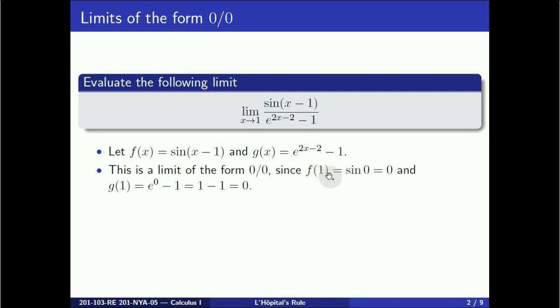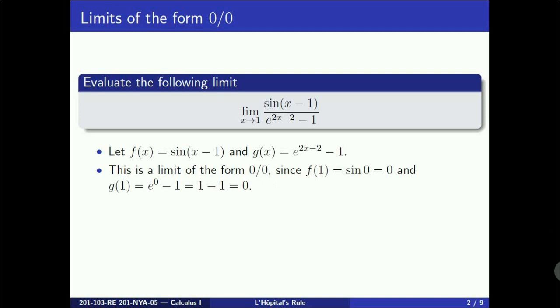f of 1 is sine of 0, which is 0, and g of 1 is e to the 0 minus 1, which is 1 minus 1, so overall 0 as well. We call this a limit of the form 0 over 0, the same type that we always get when evaluating derivatives using the limit definition. And as you now know, the form of this limit is indeterminate. We cannot tell from this whether it exists, and if it does, where it converges to.